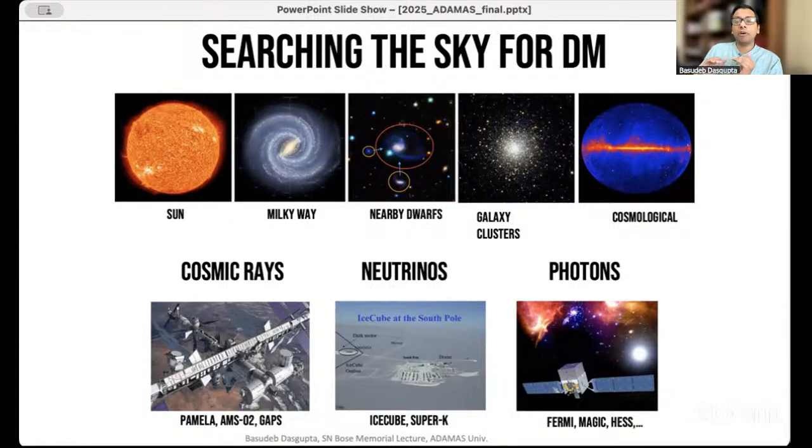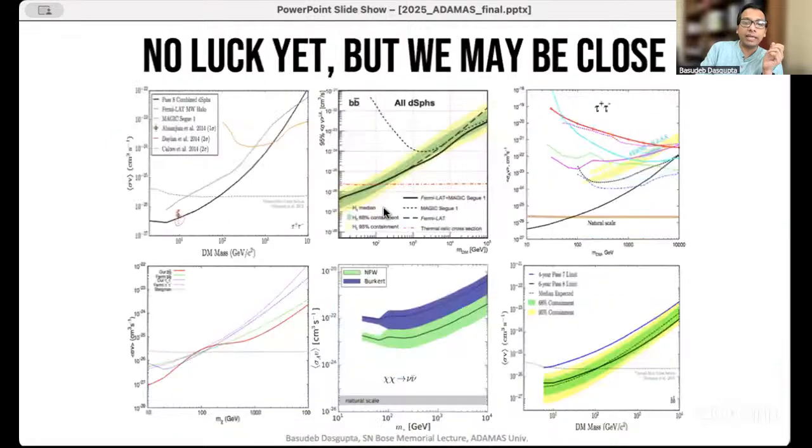and using a variety of messengers. Whether you are looking for charged particles like cosmic rays coming to you, or whether you are looking for neutrinos, or maybe even high energy photons. All of these have led to a wide variety of constraints on dark matter. And we know that if dark matter is in the form of this WIMP-like heavy particle, it cannot have certain cross sections or certain rates of annihilation.